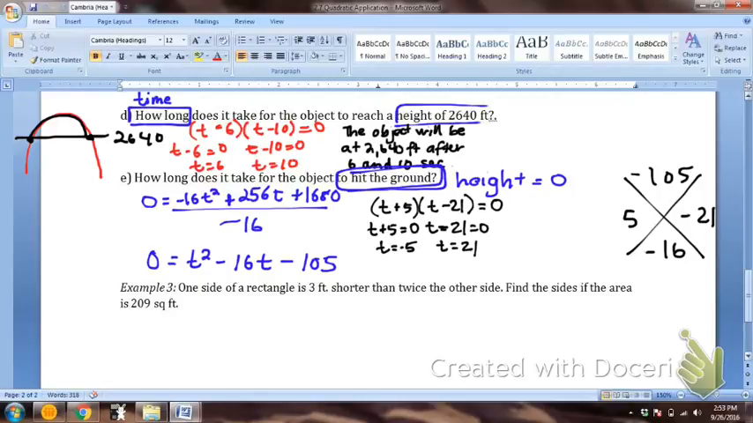And it's asking me for time, and can time ever be negative? No? So Colt, which answer do we want to use? The right one. Yes, which is which one? Well, it takes the object 21 seconds to hit the ground. Say that louder. It takes the object 21 seconds to hit the ground. Perfect. It takes the object 21 seconds to hit the ground.